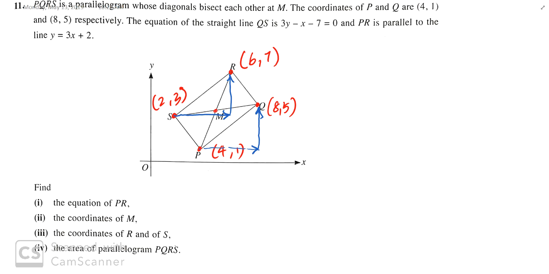When a question is given to you such that you have P, Q, and S, as you find the coordinates of R, there are a few ways you can do it. First, you find the midpoint over here, then use the midpoint to find the coordinates of R. The other way, which is way easier: 8 minus 4 is 4, so 2 plus 4 is 6. 5 minus 1 is 4, so 3 plus 4 is 7. Get it? Then how do you present it? It will be a 1-mark question because it's so easy. You just draw the line.